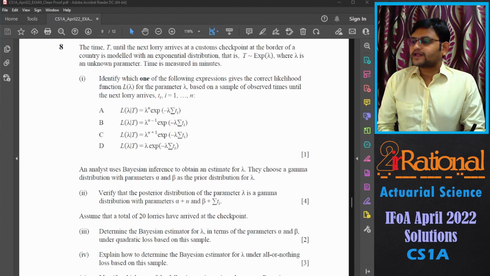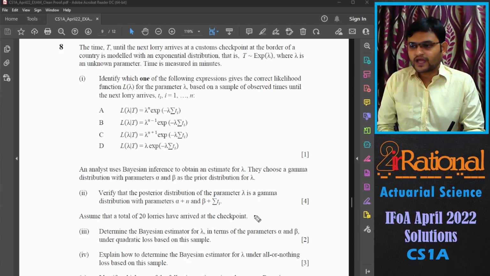For the third point, they are saying assume that a total of 20 lorries have arrived at the checkpoint. I am assuming they are missing a small statement here. It should say in 60 minutes or something like that.